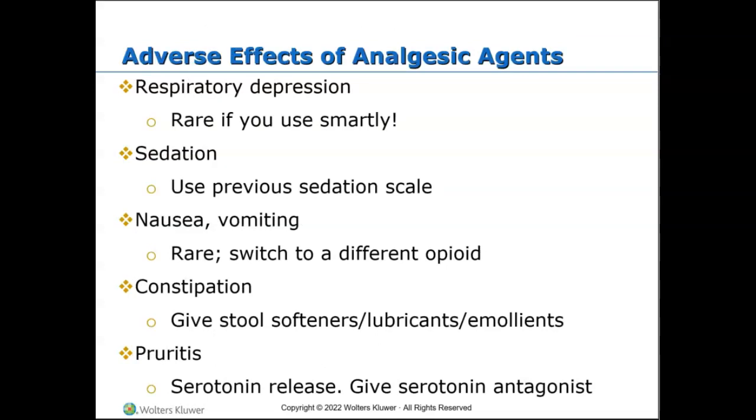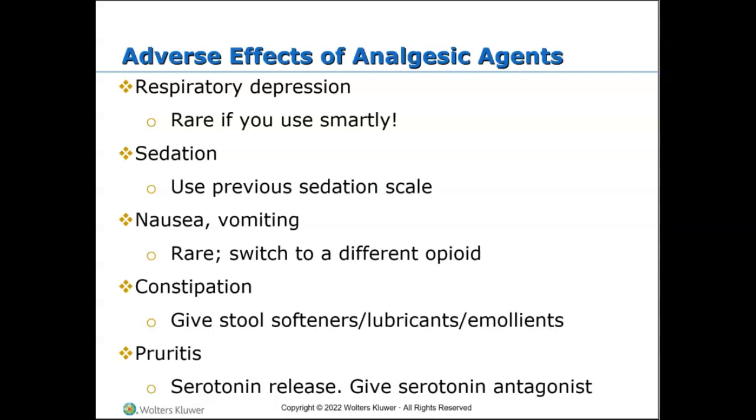It is very important that as nurses, we recognize the adverse effects of analgesic agents. So respiratory depression is a risk of opioids, right? We know that. That's one of the main risks, respiratory depression and bowel constipation, right? So if we use our opioids smartly, we don't usually have to worry about respiratory depression, right? Start slow, go low, right? Sedation. Again, use the previous sedation scale. Nausea, vomiting. It's a rare side effect of some opioids.